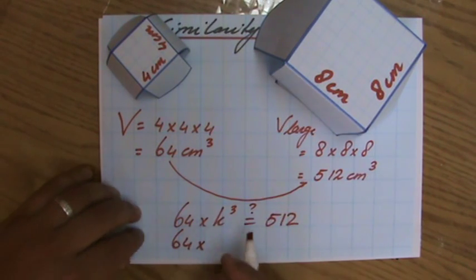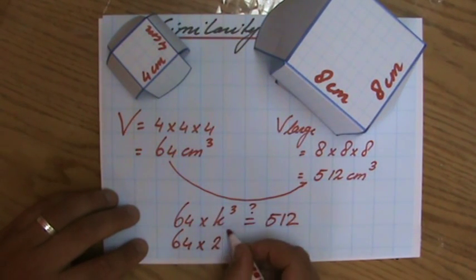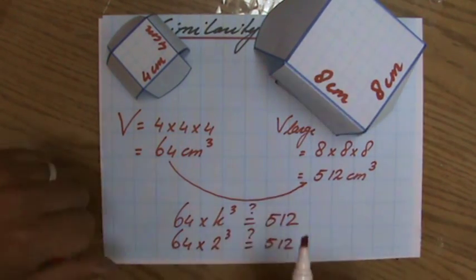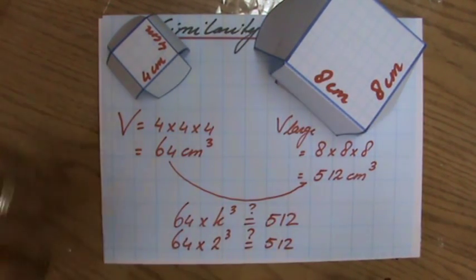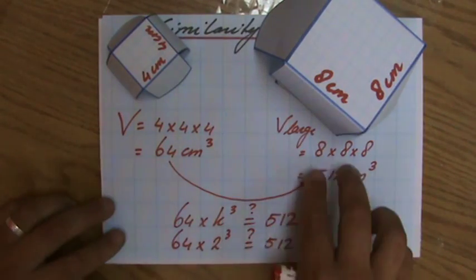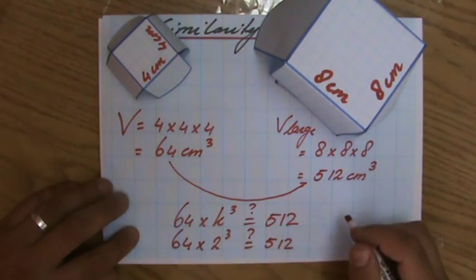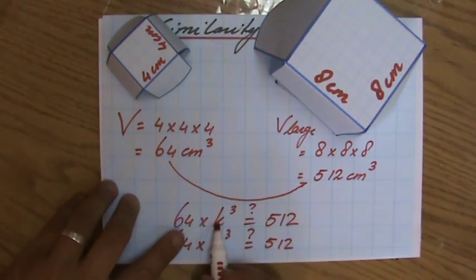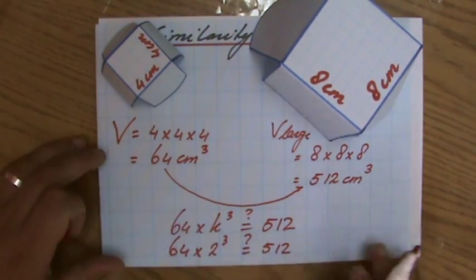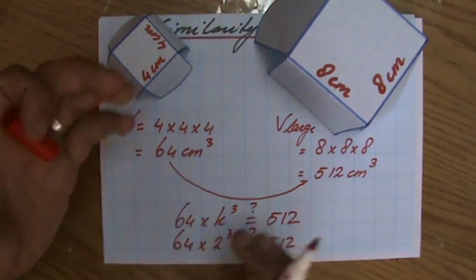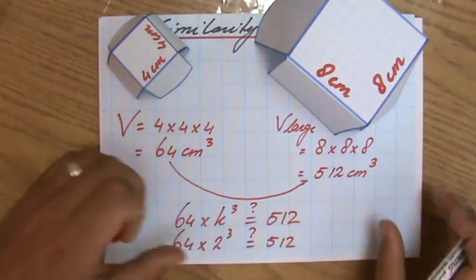64 times, what was the scale factor? 2, 2 to the power 3, is that 512? 2 to the power of 3, how much is that? That's 8, very good. 64 times 8 indeed is 512. So yes, it is the scale factor to the power 3 by which you have to multiply the volume of the smaller cube to get the volume of the larger cube.